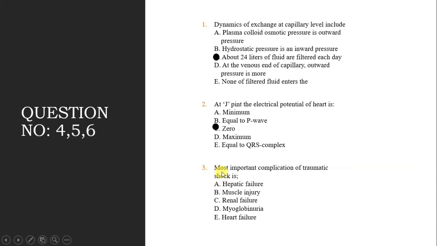Question number 6 says, the most important complication of traumatic shock is: hepatic failure, muscle injury, renal failure, myoglobinuria, heart failure. Since it's a traumatic shock, when there's an accident or any trauma to the body, it can lead to muscle injury. So this is going to be option B.